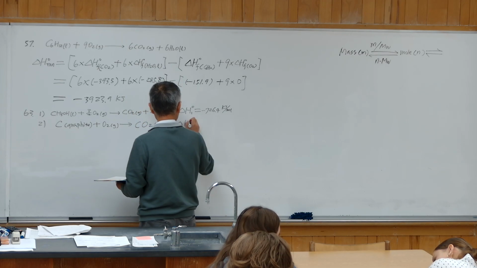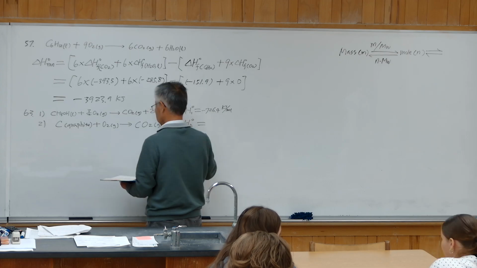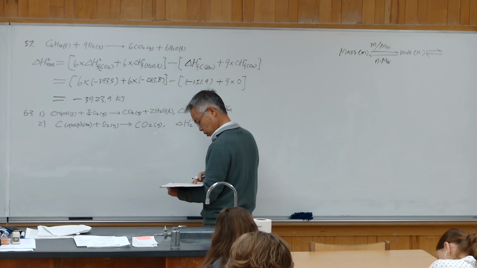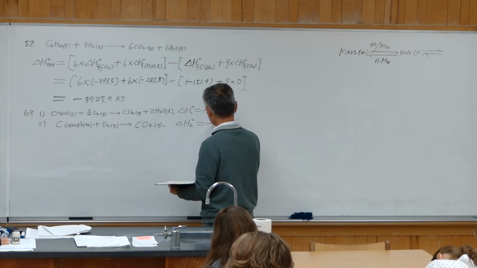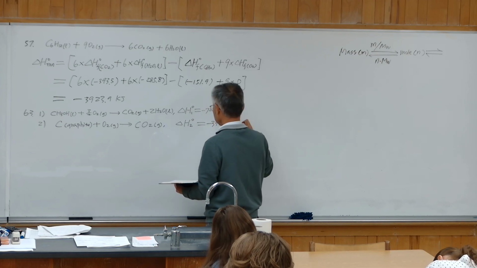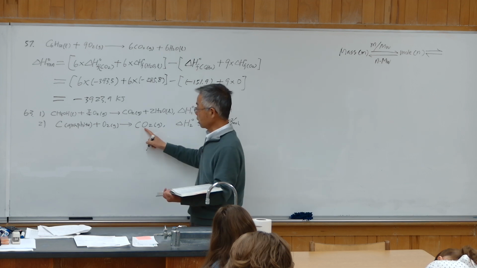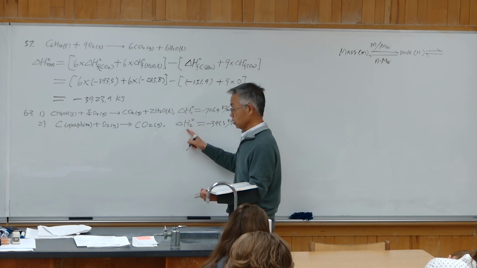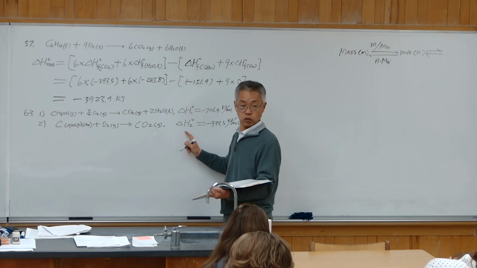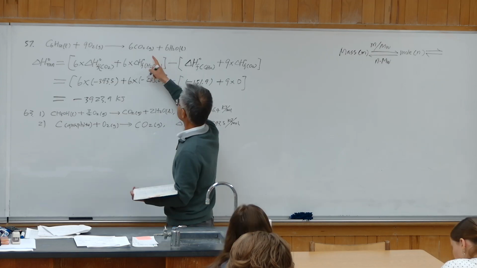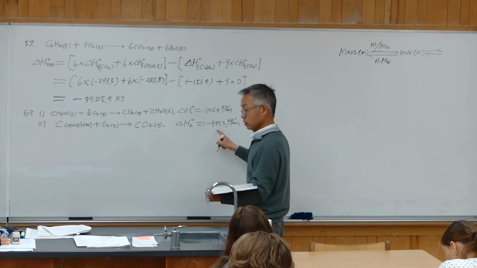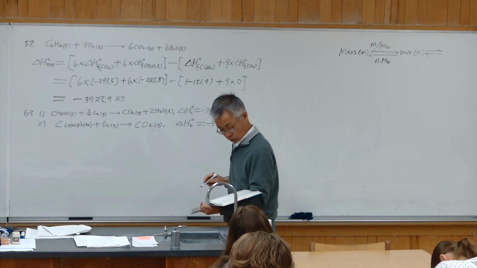This enthalpy change, since this is reaction 2, we label delta H2. It is negative 393.5. Since this synthesizes carbon dioxide from its elements, this is actually the standard enthalpy of formation for carbon dioxide. You see here, carbon dioxide, this value is negative 393.5.